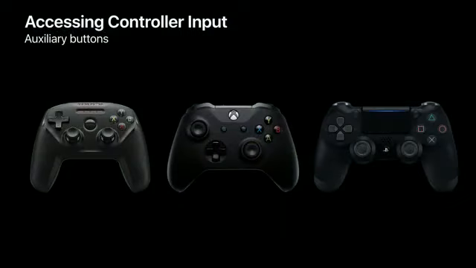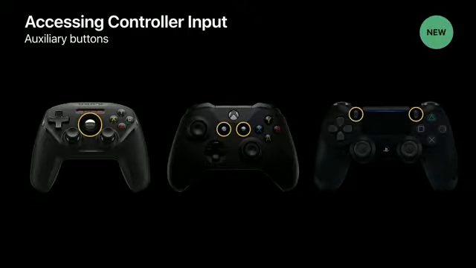Next, let's talk about some new buttons that have been added to the API in support of the Xbox Wireless and DualShock 4 controllers, what we're calling the auxiliary buttons. These buttons are typically found in the middle of controllers. First, we have the menu button. It should be used to pause gameplay and bring up the in-game pause menu. All supported controllers have this button.